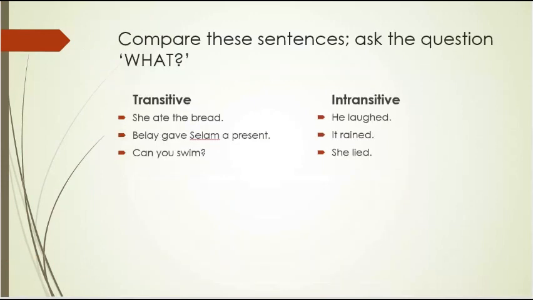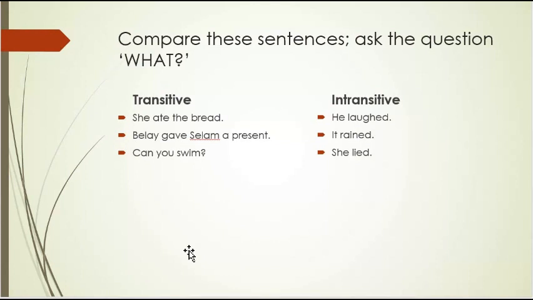When we move on to the comparison between transitive and intransitive verbs, we have a question, which is called what. When we want to check whether the verb is transitive or intransitive, we have to ask a question. If you have an answer for that question, you have an object and the verb is called transitive. Let's see three examples here. She ate the bread. What did she eat? The bread. Because of this, it is called transitive. Balai gave Salam a present. What did Balai give? A present.